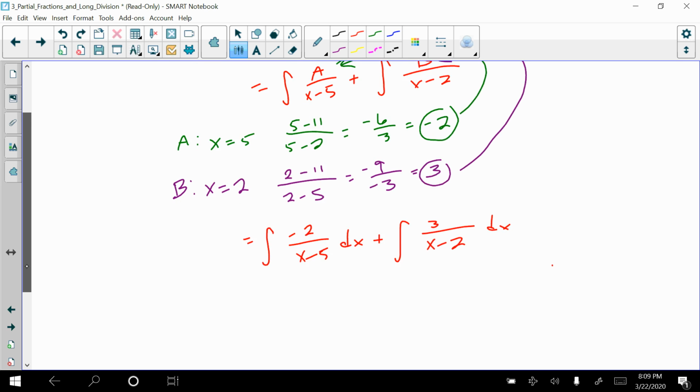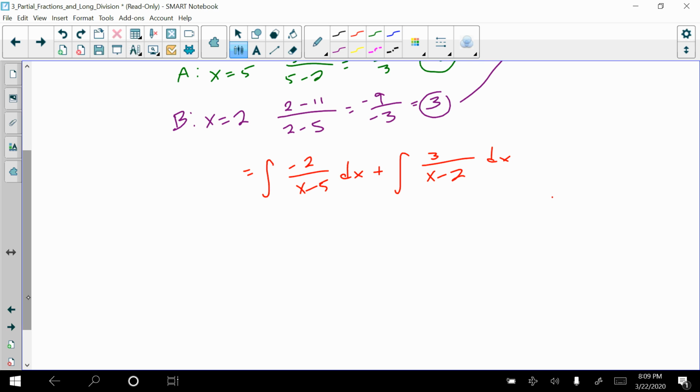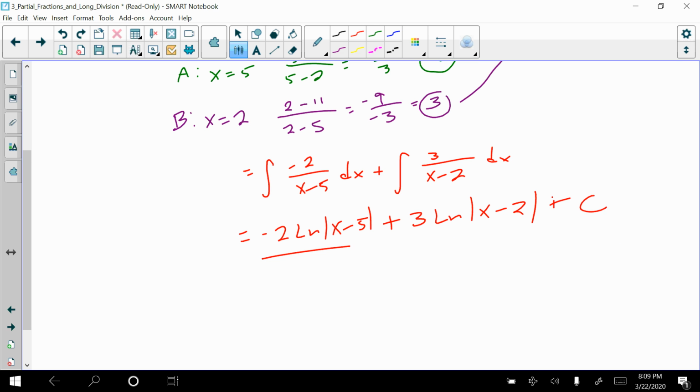And now take the antiderivative of each piece. Again, this is going to be a relatively simple one with the ratios. So we're going to wind up with a negative 2 times the natural log of x minus 5 plus 3 times the natural log of x minus 2. And because it is an indefinite integral, we have to add a constant at the end.